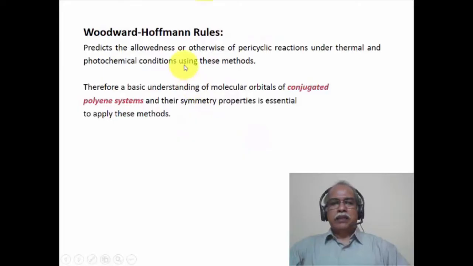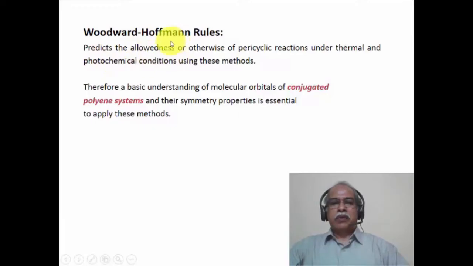to predict the allowedness or the disallowedness of a pericyclic reaction under the conditions of thermal excitation or photochemical excitation, as the case may be. So the Woodward-Hoffmann rule not only governs, it predicts the possibility of a pericyclic reaction taking place either under thermal condition or photochemical condition. It can also very precisely predict whether the reaction is allowed or disallowed under the reaction condition.